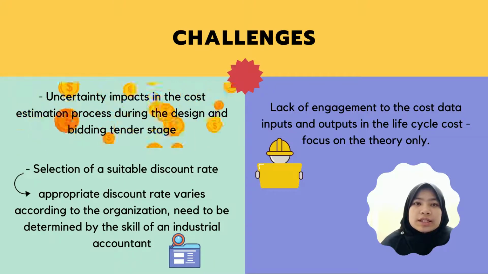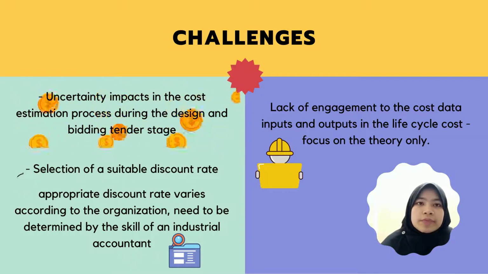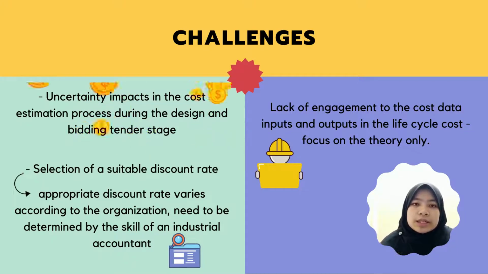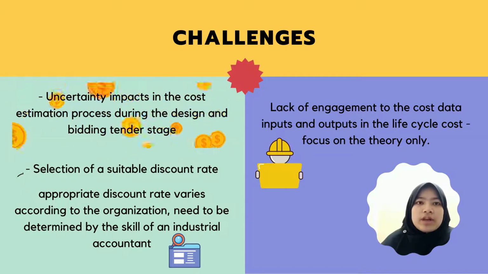Okay, the second one is the selection of suitable discount rate. The life cycle costs are discounted to their present value. Thus, the selection of suitable discount rate is important. A high discount rate will tend to favor options with low capital cost, short life, and high recurring costs, while a low discount rate will have the opposite effect.